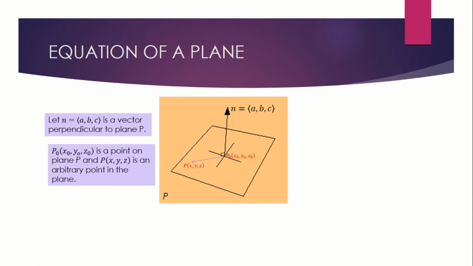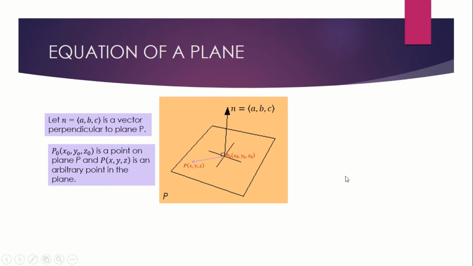If you look here, we have a plane P. We have a vector normal to the plane, n = (A, B, C), and a point on the plane, P naught (x naught, y naught, z naught), and an arbitrary point on the plane P (x, y, z). We can find the vector P naught P, which is equal to (x minus x naught, y minus y naught, z minus z naught).